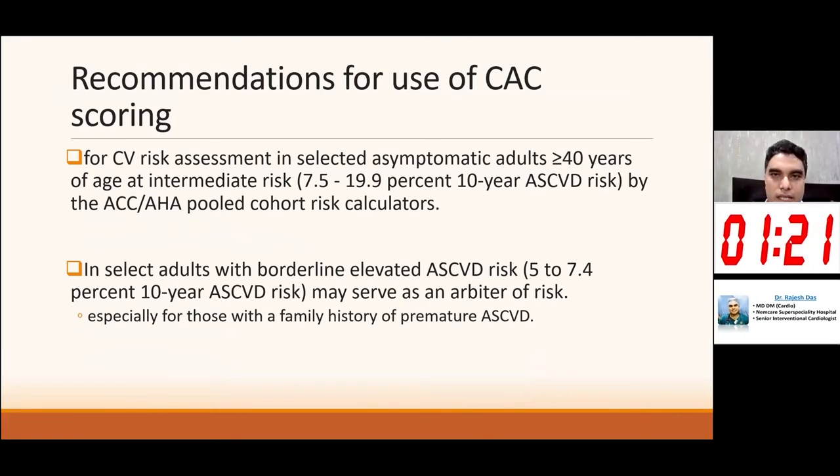Here I would like to discuss the recommendations for use of CAC given in various guidelines like ACC and ESC. CAC calcium scoring is recommended for cardiovascular risk assessment in selected asymptomatic adults more than 40 years of age at intermediate risk by the ACC/AHA pooled cohort risk calculator. So between 7.5 and 19.9% of estimated risk, it is recommended. It is also recommended in selected adults with borderline elevated ASCVD risk, and it may serve as an arbiter of risk in this category.